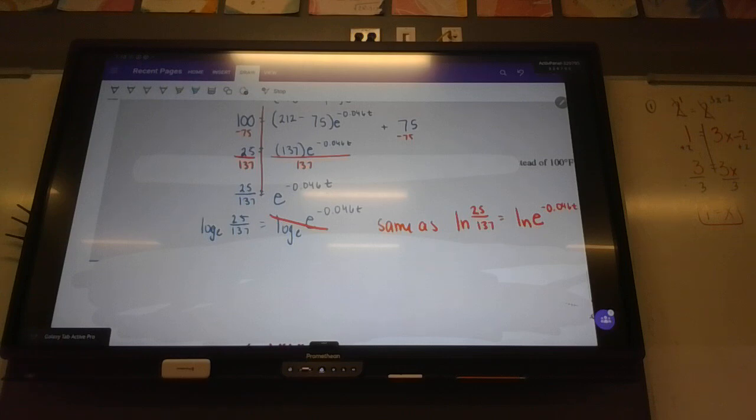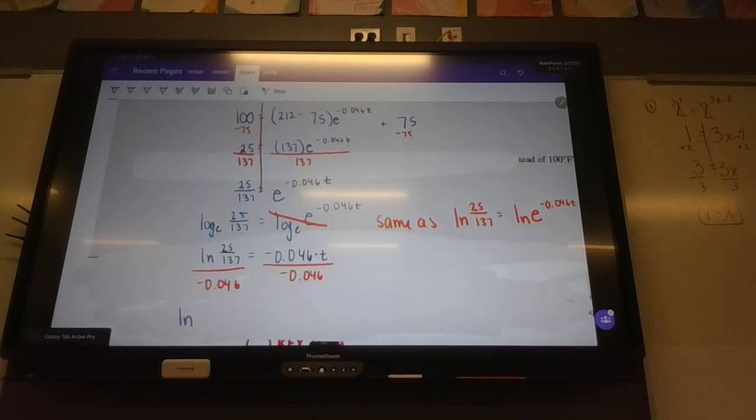Okay. So my answer is going to be the natural log of 25 over 137 is negative 0.046 times t. So now I will divide by the cooling rate. And now I'm ready for my calculator. In my calculator, natural log fraction 25 over 137. I'm going to go ahead and close parentheses, divide by the cooling rate, and that'll tell me how long it takes.